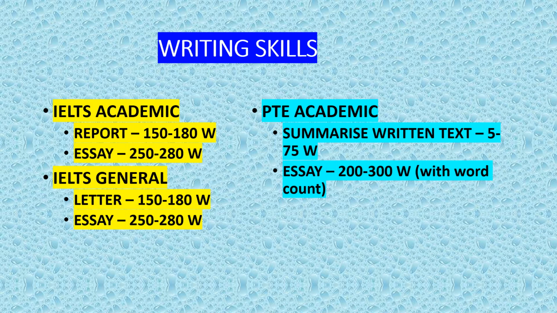So if you take a look at the first question, it's a summarized written text and you will see the whole essay and you need to write a summary of the essay between 5 to 75 words. The good thing is that there is a word count which you can see how many words you have written so that you abide by the word limit. The second is an essay. You get to write on a topic between 200 to 300 words within the word count again.